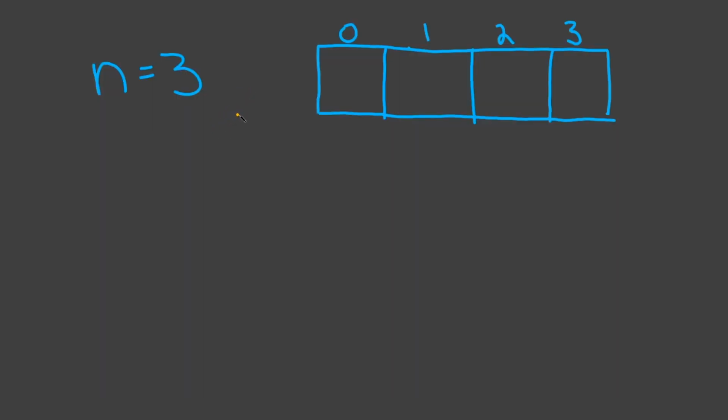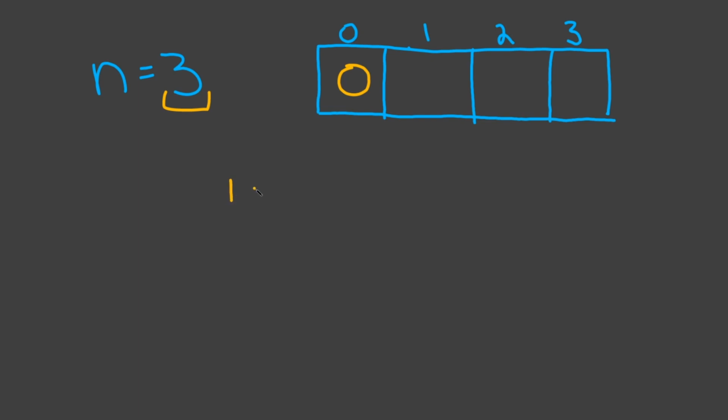Okay, so let's start by going over the brute force solution. So here I've initialized the example for n equals 3. And here I have the array going from 0 all the way to 3. And in each one of these indexes, we're going to put how many 1 bits there are for that number. So for example, for 0, we know there are 0 bits, so I'm just going to initialize it to that for now.